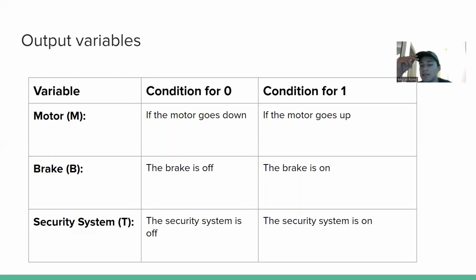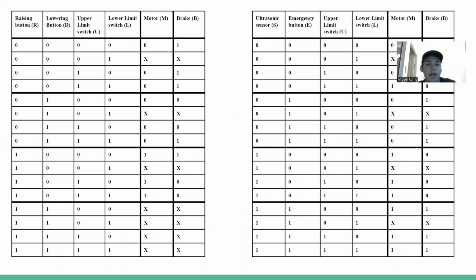The condition for 0 is when the security system is off, and the condition for 1 is when the security system is on. Having these variables, I did these two truth tables. And we can see they had a lot of excess don't cares that I treated in the next slide that I will show. But first of all, it's important to say that the equations of these tables are very large, and I didn't write them because they are not that useful and we will not use them. So I decided to not write them.